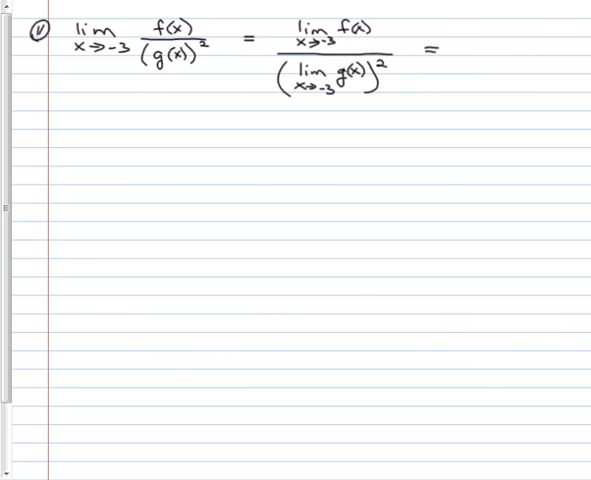So what was the limit of the function f as x approached negative 3? 5. What was the limit of the function g as x approached negative 3? 7, which is supposed to be squared. 5/49. There's our answer.